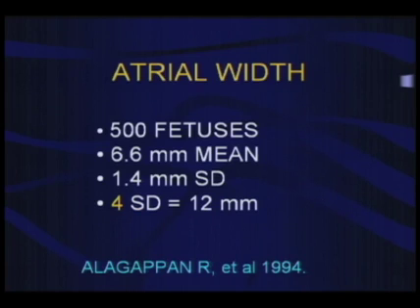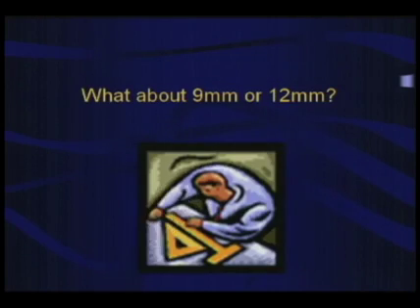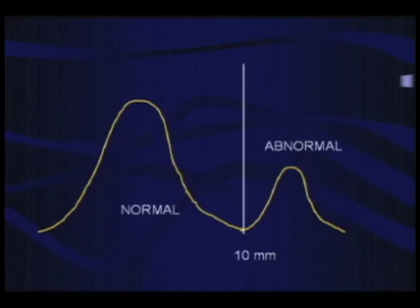However, just imagine for a moment we would have taken 4 standard deviations and we would have had a value for the upper limits of normal of the width of the atrial fetal ventricle atria of 12 millimeters. So what would have happened if somebody would have gone ahead and we established instead of 10 millimeters a rule of 9 millimeters or 12 millimeters?